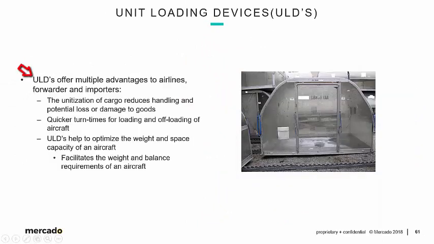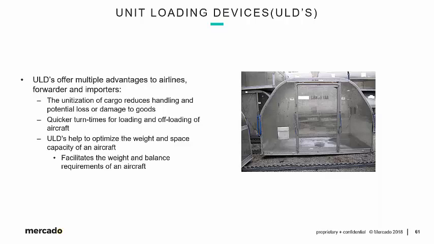There are a bunch of advantages inherent to using unit loading devices, many of which are for the airline, but also those benefits trickle down to the freight forwarder and the importer. What we're talking about really is the unitization of cargo, loose pieces being put on a pallet or into a container. With that said, that unitization of cargo reduces handling and potential loss or damage to goods, because the carrier or the forwarder or the trucking company that's moving freight isn't dealing with loose pieces. It is one big unitized piece.